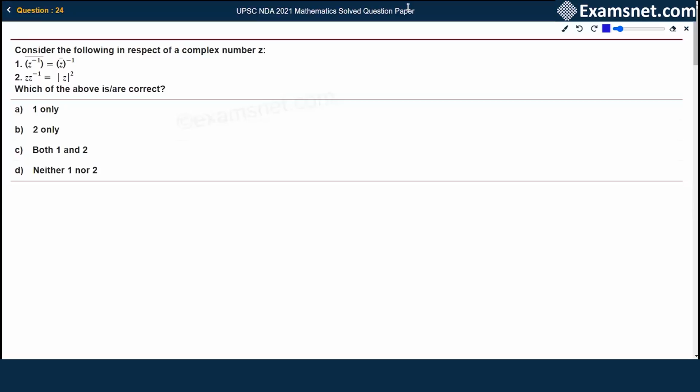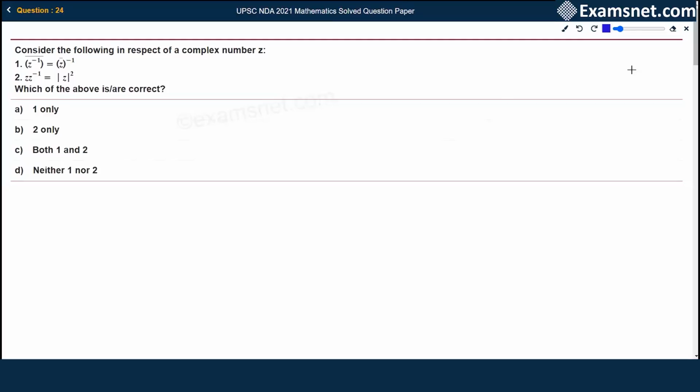In question number 24, it is given, consider the following in respect of a complex number z. There are two statements given. First one is z inverse bar equals to z bar inverse. And the second one is the product of z and z inverse equals to mod z whole square. Which of the above is or are correct?